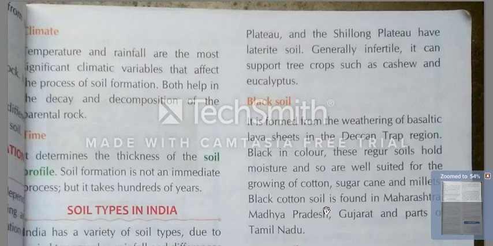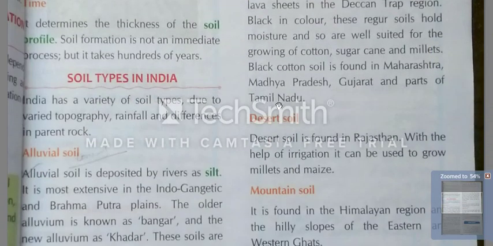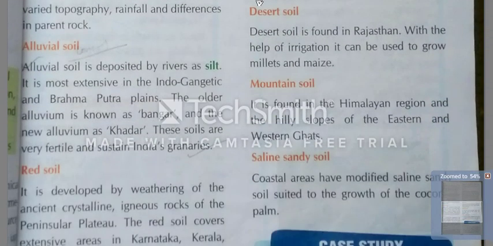Black cotton soil is found in Maharashtra, Madhya Pradesh, Gujarat, and parts of Tamil Nadu. Where is the black soil found? Black soil is found in Maharashtra, Madhya Pradesh, Gujarat, and parts of Tamil Nadu. Okay.